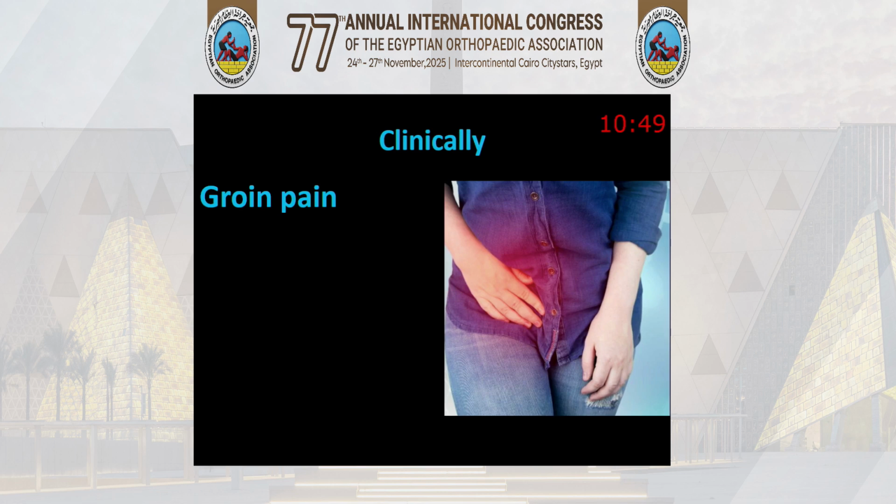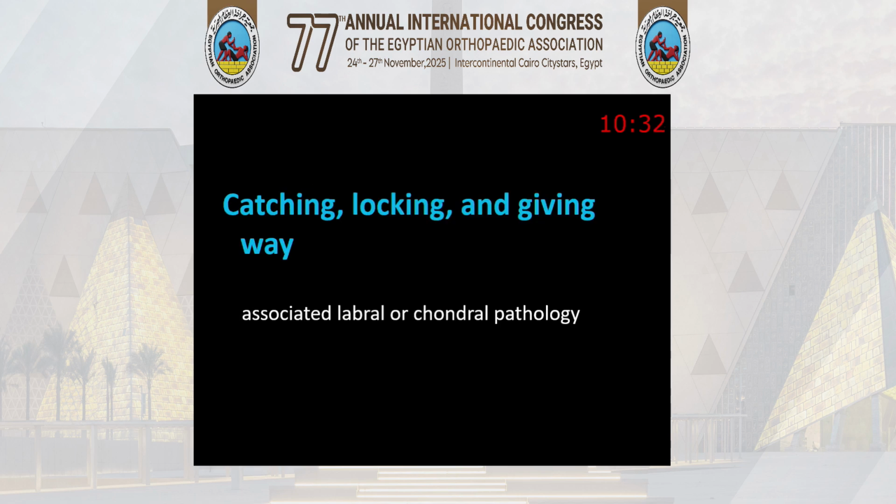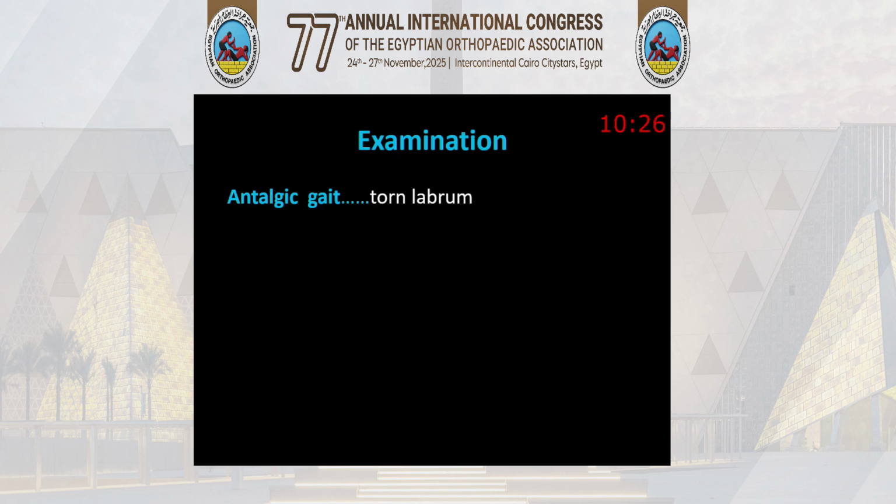Clinically, mainly there is groin pain. However, the site and the character of pain depend on the type of dysplasia, and we'll talk about this later. But mainly, there is usual groin pain increased with activity due to abductor fatigue, or with static overload caused by prolonged sitting or standing. Sometimes there is catching, locking, or giving way when there is labral or chondral pathology. By examination, there is antalgic gait if it is a labral tear, and Trendelenburg gait, usually caused by abductor weakness.